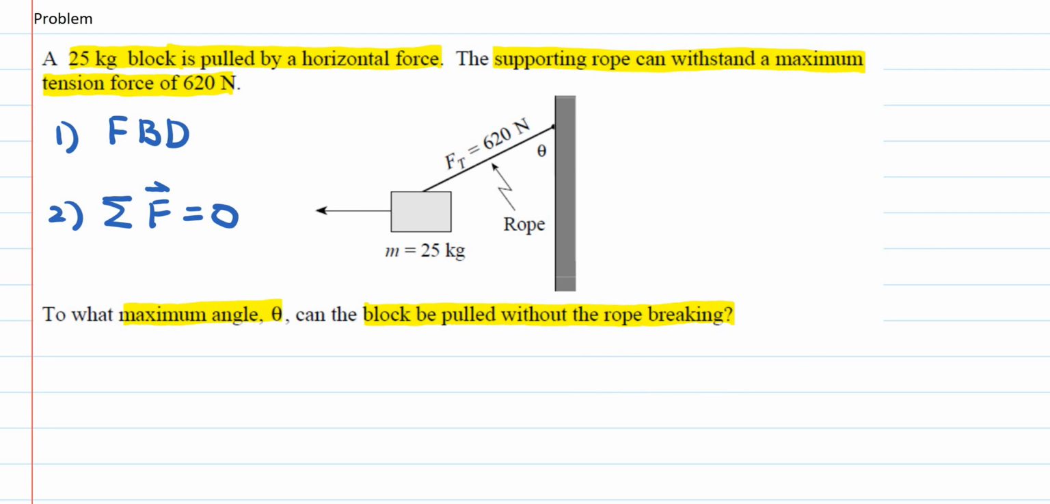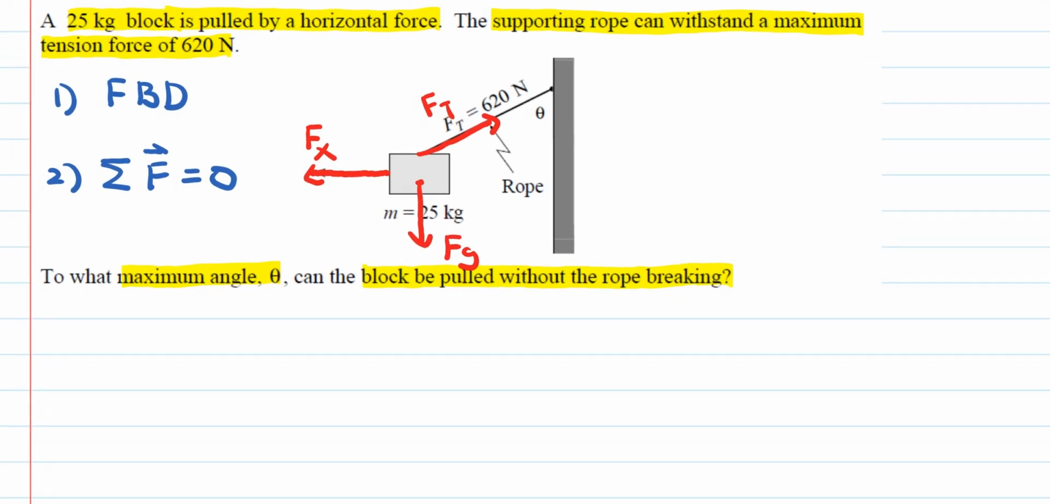Okay, so let's go ahead and draw a free body diagram here. So we have a force acting in the horizontal direction here, so we'll label that Fx. And then we have a force that's acting in the downwards direction, which is the force of gravity. And we also have a tension force acting in that direction, so we'll call that Ft.